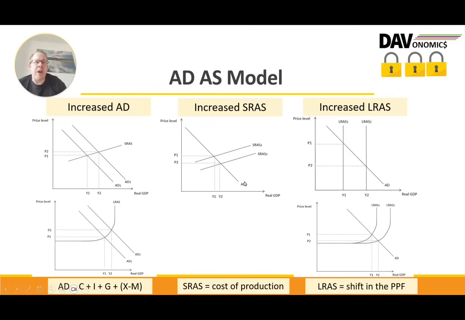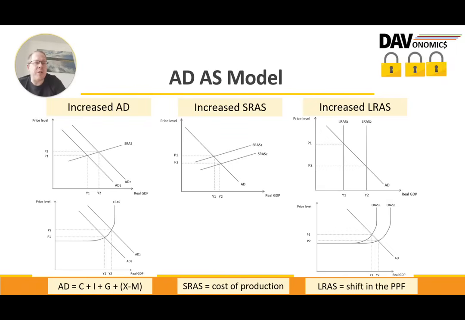So when I want to use short run aggregate supply, it's mainly, if not exclusively, when I'm doing short run aggregate supply questions. So things on cost of production, things on energy costs, oil prices, high minimum wage, these sort of things could affect short run aggregate supply, and that's when I would show it.